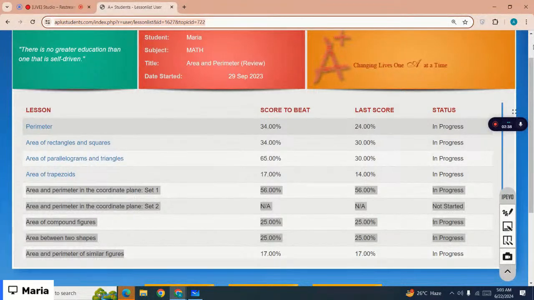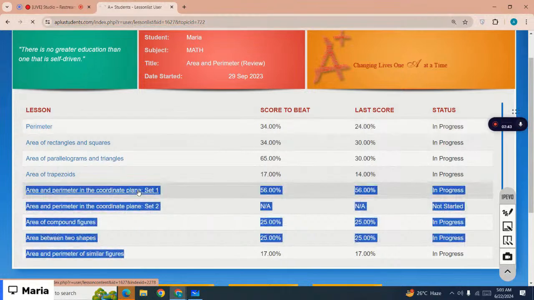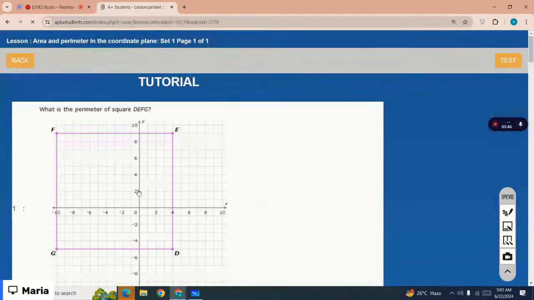Here I'm in grade 10 math. Let's just start with the first lesson, that is area and perimeter in the coordinate plane set 1. So let's just start with the first example. What is the perimeter of square DEFG? So you have to find the perimeter of the square, right?